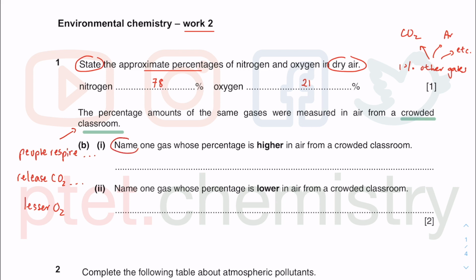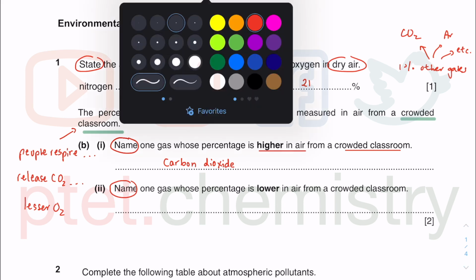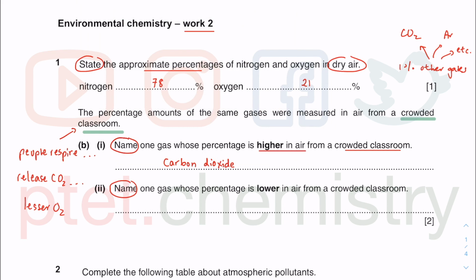So name, not give the formula, both of these are naming. Naming one gas whose percentage is higher in the air from a crowded classroom. As I mentioned, the crowded classroom will have more people who respire, therefore you will get a lot more carbon dioxide. This is also the reason why in a crowded classroom the temperature is higher, it's hotter, because when people respire, you will release heat to the surrounding. Respiration is an exothermic reaction, as you have learned in the previous few topics.